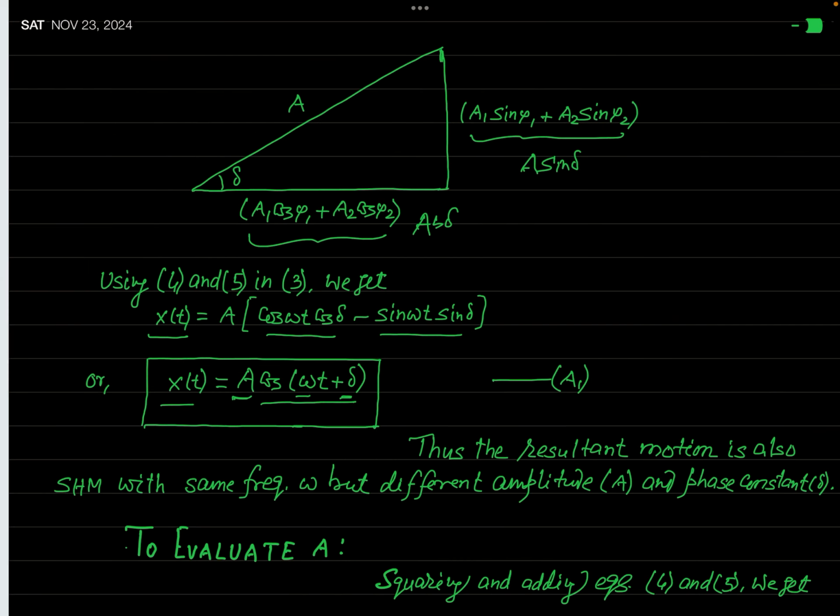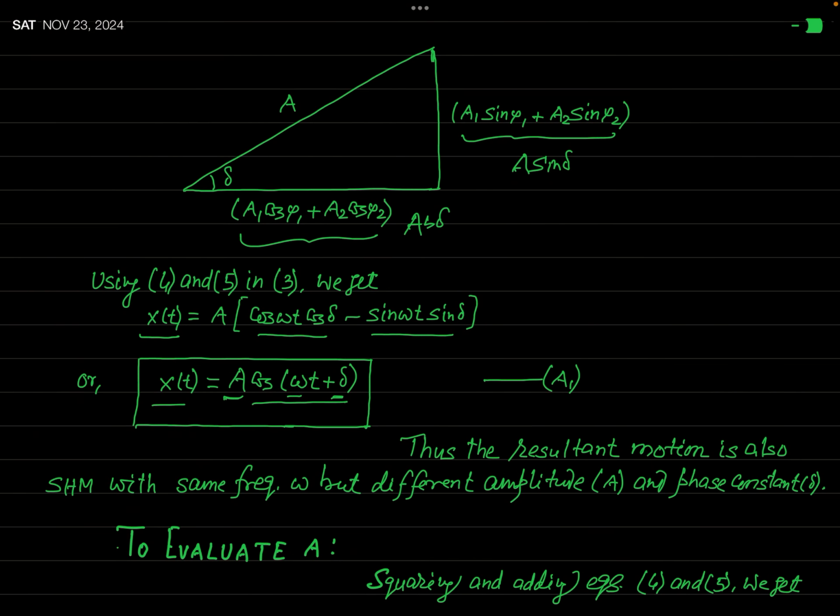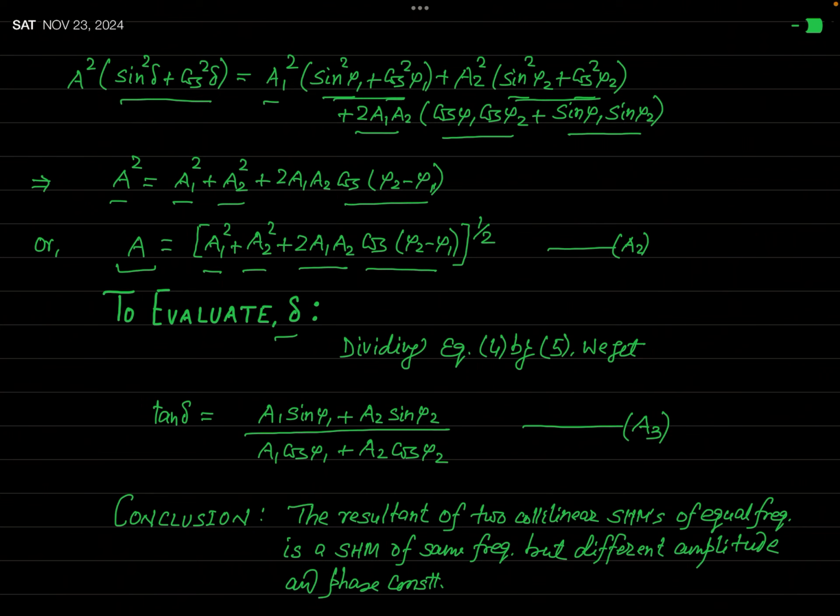Sin delta by cos delta is simply equal to tan delta. Okay, and so tan delta will be equal to this much: A1 sin phi 1 plus A2 sin phi 2 over A1 cos phi 1 plus A2 cos phi 2. Again you can see this phase constant delta can be obtained when we know the amplitudes and the phase constants of the two individual simple harmonic motions.